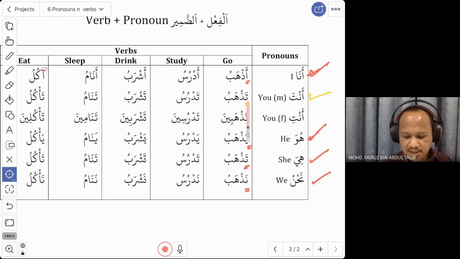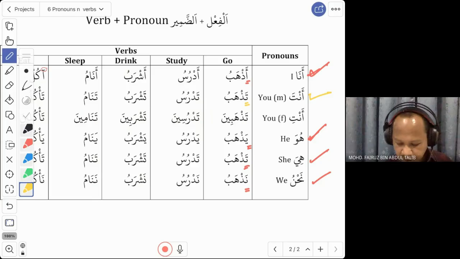Okay, so this is anta. Basically for anta, there is nothing new. It is similar to hiya. You just change from azhabu to tazhabu, from adrusu to tadrusu. That is for anta. So we are done with anta, and we have the last one.